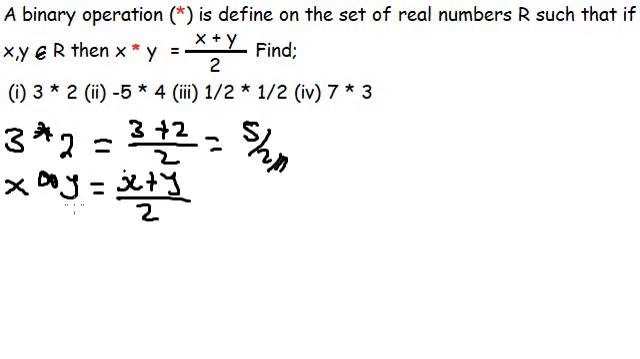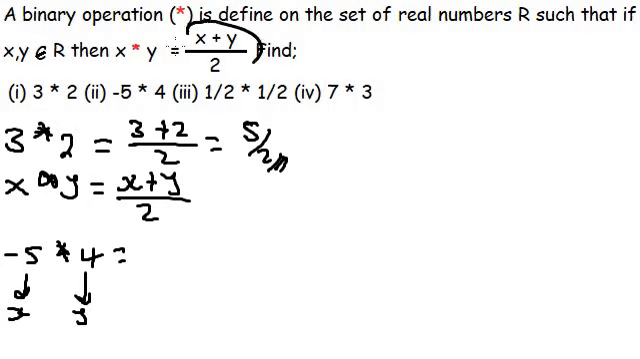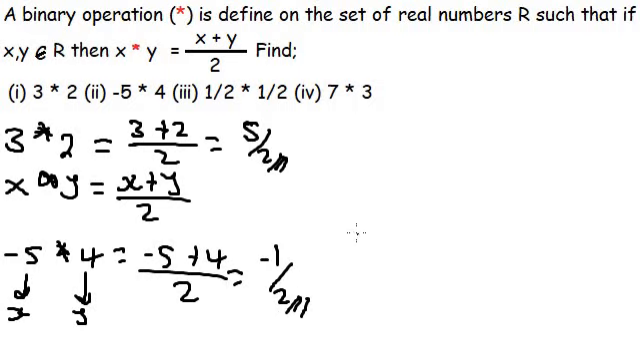Now on to part B, which is the second one. What will be negative 5 asterisk 4? Well, this is my x value and this is my y value. So all I need is to plug in these values in this equation. So then I have negative 5 plus 4 all divided by 2, which becomes negative 1 over 2.